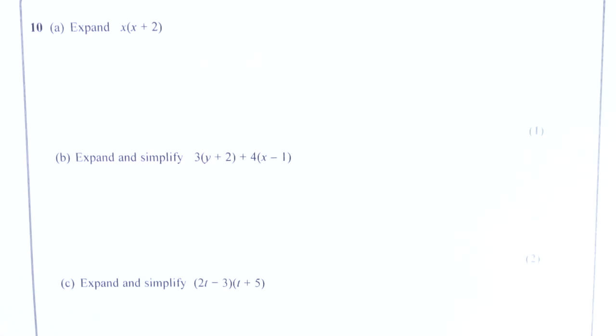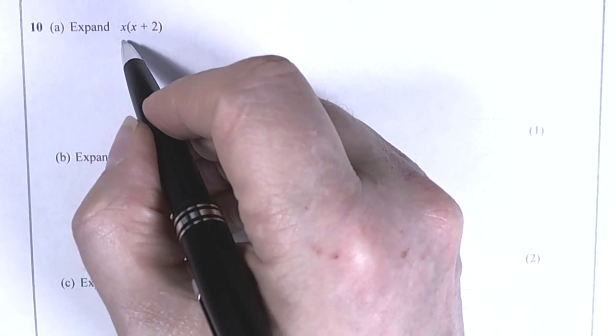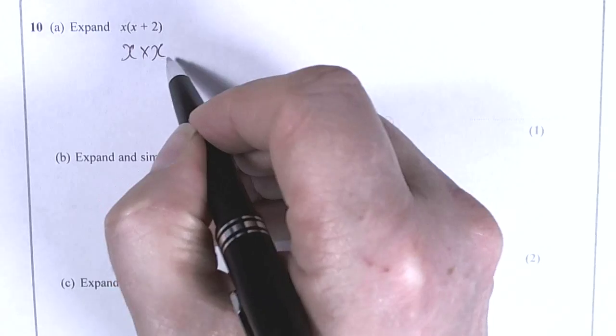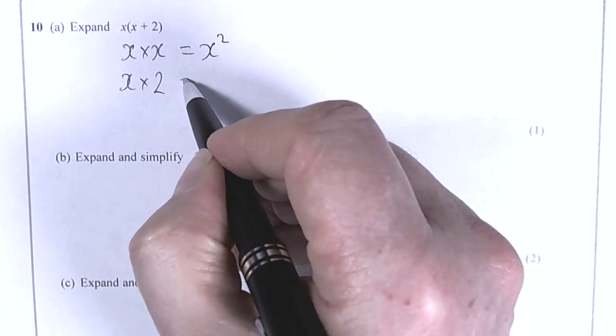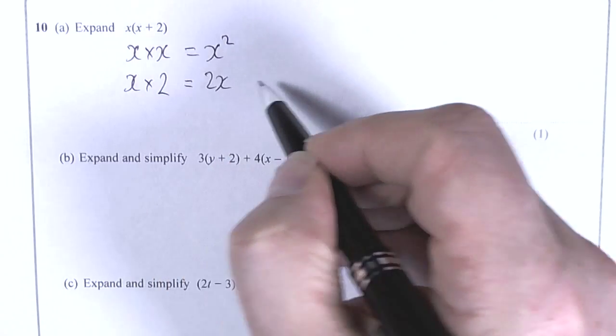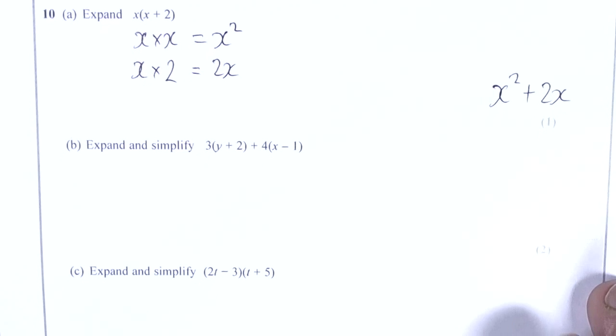So this question involved a series of algebraic manipulations, which we need to just go through step by step. Expand means multiply the brackets out. So we've got x times x and x times 2. X times the same thing by itself is x squared. X times 2 is 2x. So our final answer here will be x squared plus 2x.